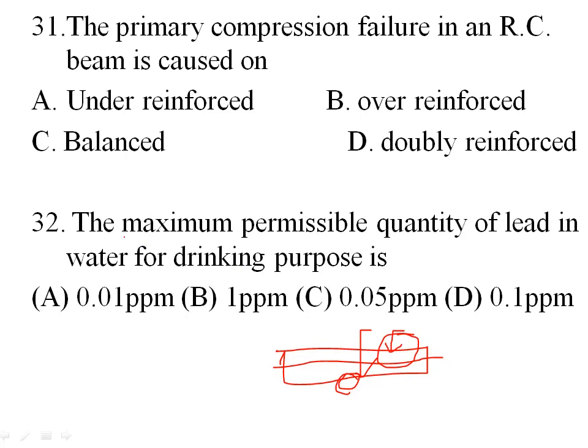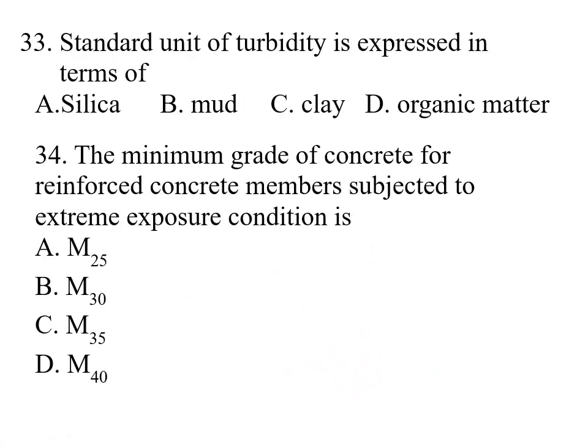The 32nd question. The maximum permissible quantity of yield in water for drinking purpose is, option C, 0.05 ppm. The standard unit of turbidity is expressed in terms of organic matter, and turbidity units are expressed in NTU. It is also expressed in ppm for H2O water, and NTU equals 3 into ppm.